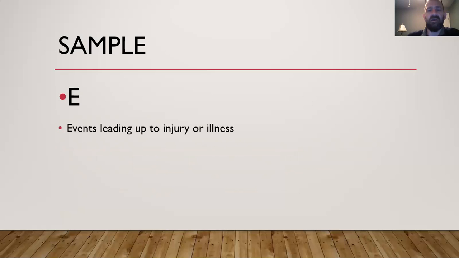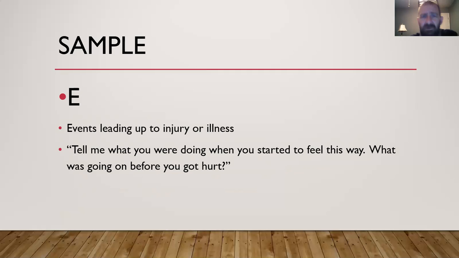And then we get to E. E is for events leading up to the injury or the illness, the events leading up to the present situation now. This is a pretty easy question to ask. Tell me what was going on when you started to feel this way. What were you doing? What was going on before you got hurt? Describe to me what was going on when you felt these things, when you got injured. So we can get an idea of what was happening there, how we got into the situation that we are in now. Pretty simple. Events leading up to injury and illness.